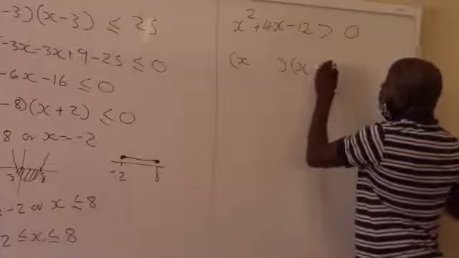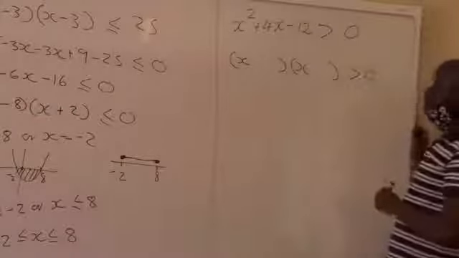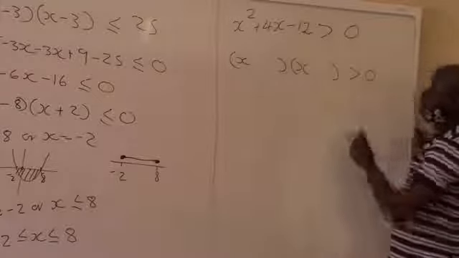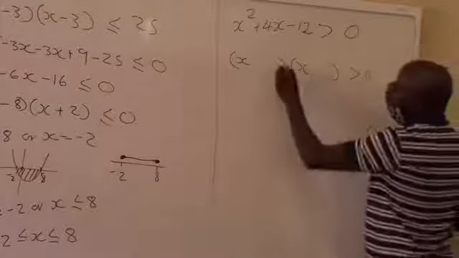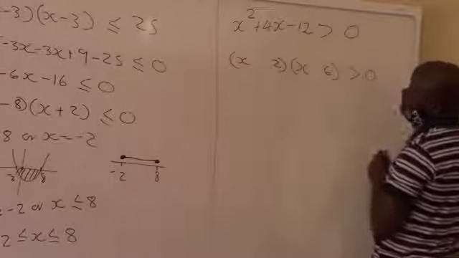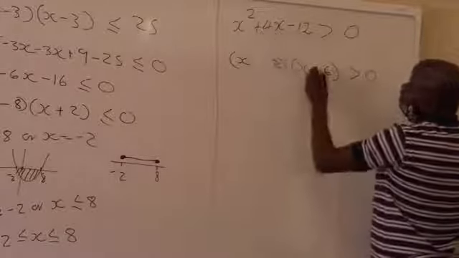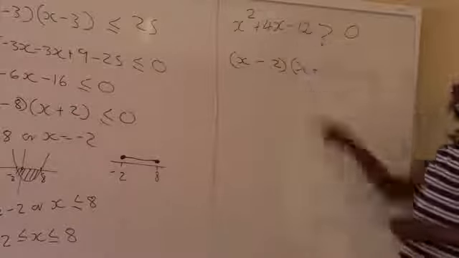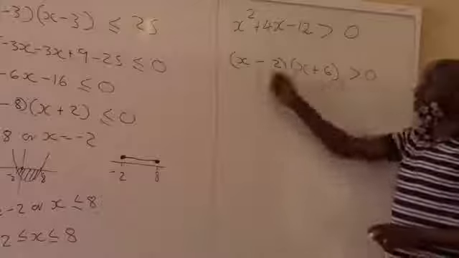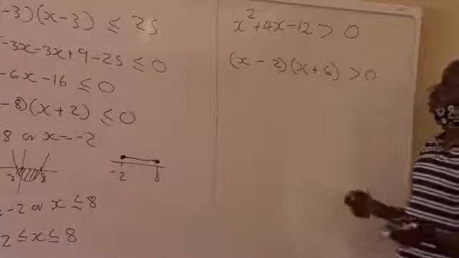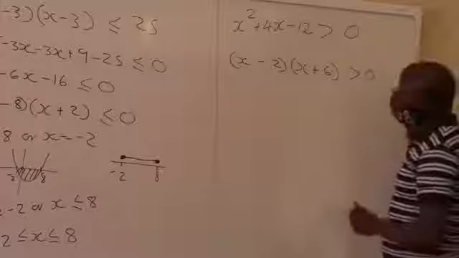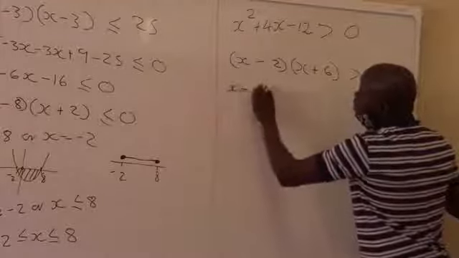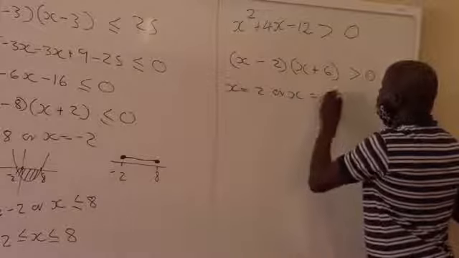So then the factors of 12, which will give us 4, is 2 and 6. And then that one is positive, so 6 will be positive, 2 will be negative, because the sign there is negative. So it means that of the factors, one should be positive, the other one should be negative. Then that is how we deal with it. So because of the greater than, the critical values, we're having x is 2 or x is negative 6.